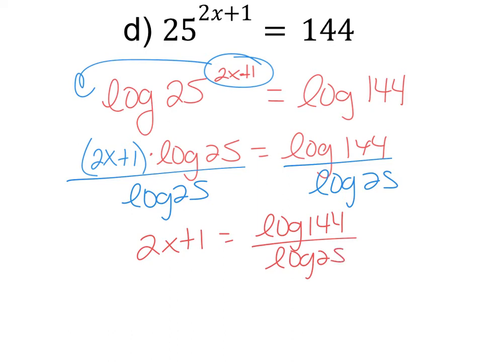Okay, so now this is a little different, but you'll be all right. So what would you do to solve for x? Well, the first thing you would do is subtract 1, right? So I would have minus 1, and that would cancel. Then what would you do?